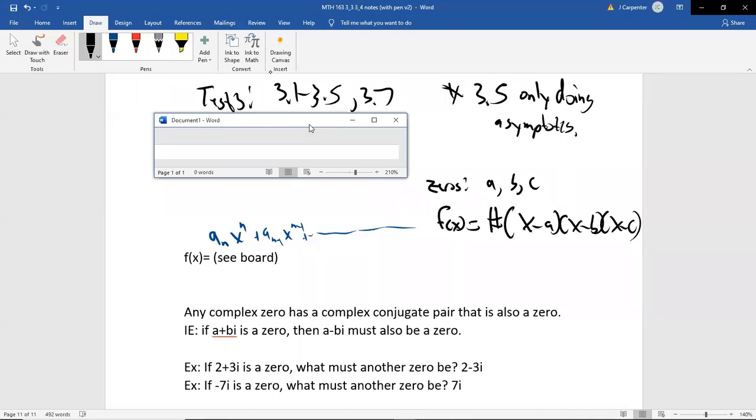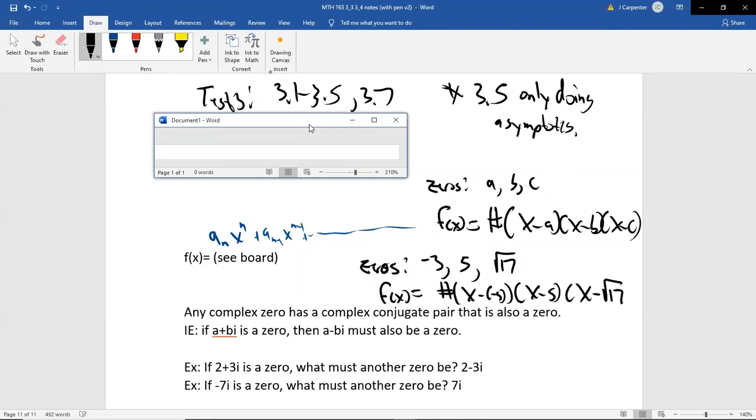So if I told you the zeros are -3, +5, and square root of 17, that says your function is some number, again, that you can determine by plugging in a point that they might give you. I'm not going to do any of this, it's just giving you the idea. And then it would be x minus -3, which ends up being x plus 3, times x minus 5, times x minus the square root of 17. We have just learned how to factor something with radical numbers, which we have never done in our entire lives before.